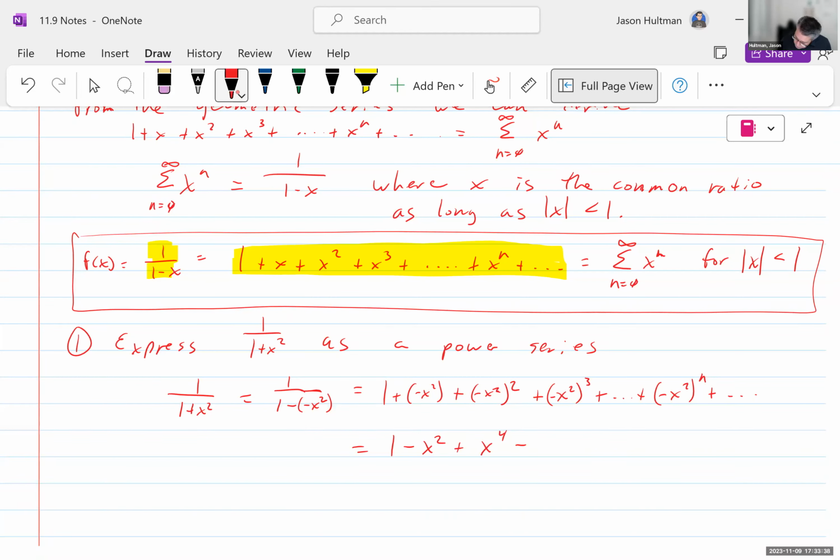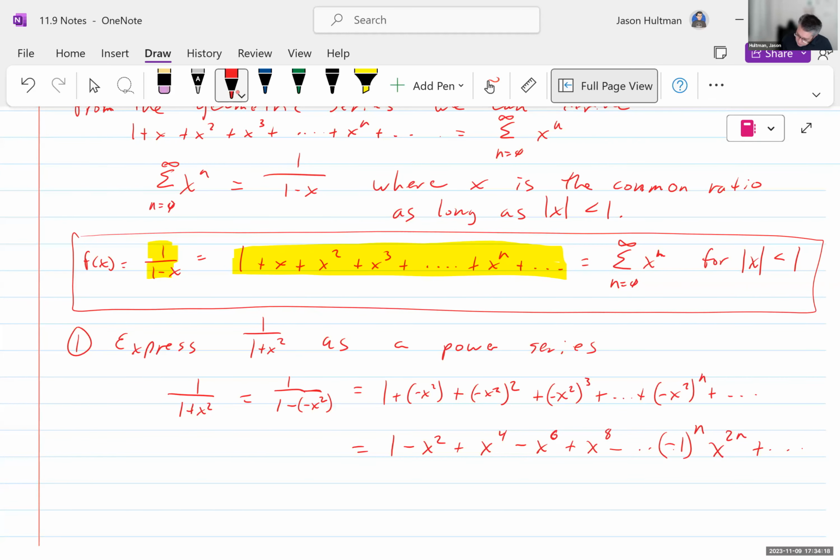This is minus x to the 6th plus, you could have an x to the 8th there, minus dot dot dot. Okay, and this becomes minus 1 to the nth times x to the 2nth power, because power to a power, you just multiply, plus dot dot dot.